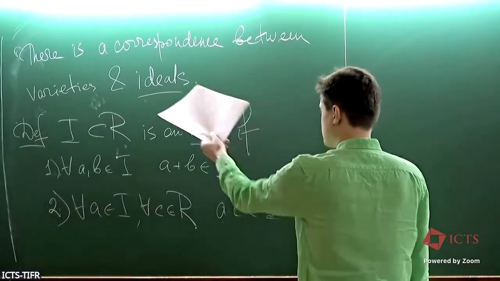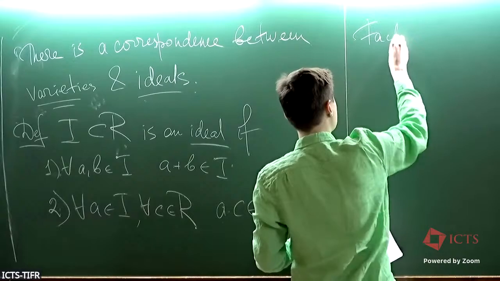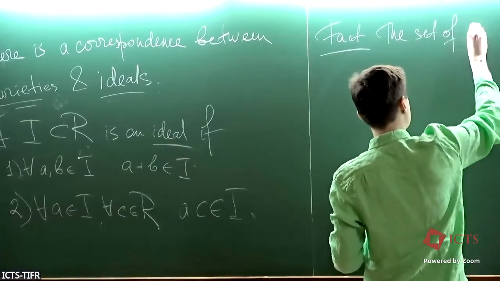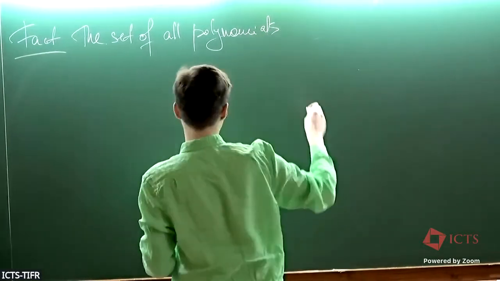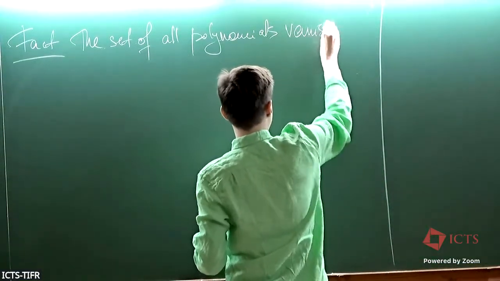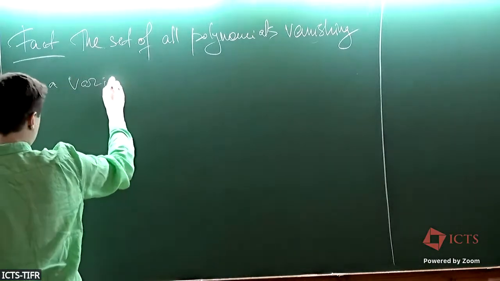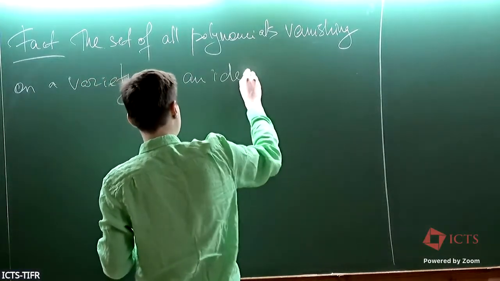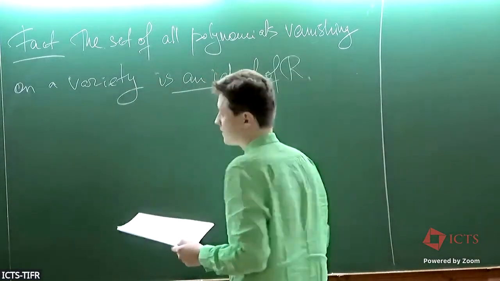And why is there this correspondence? So a fact is that the set of all polynomials vanishing on a variety, not necessarily finite, on a variety that is either affine or projective, is an ideal. And let's try to understand why this is true.